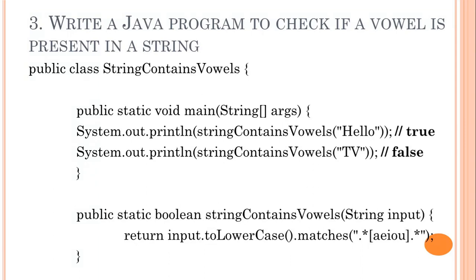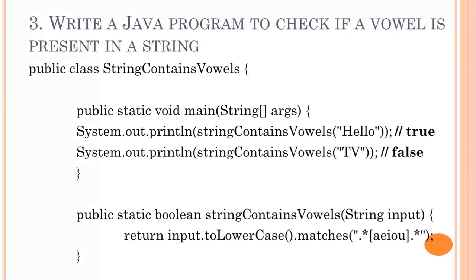The main logic is that we need to convert the string to lowercase, because the user can give the string in any format. He can give it in all capitals, or in camel case. So we need to convert everything to a single case. Then we need to convert that string to lowercase and check it with matches, and define the elements we need to check. Here I mentioned A, E, I, O, U. These are the vowels.